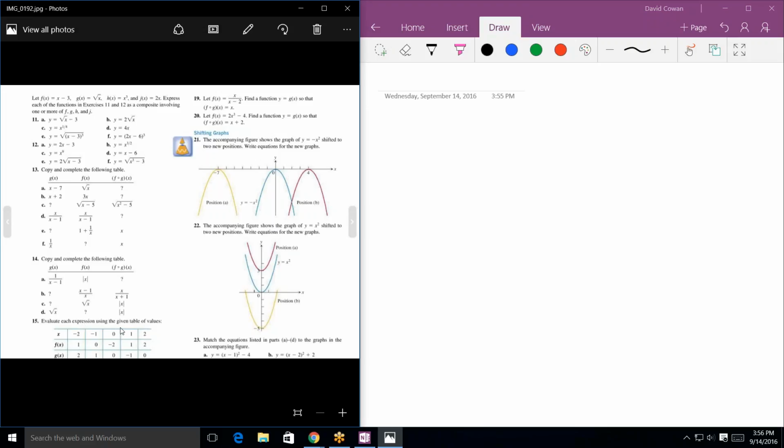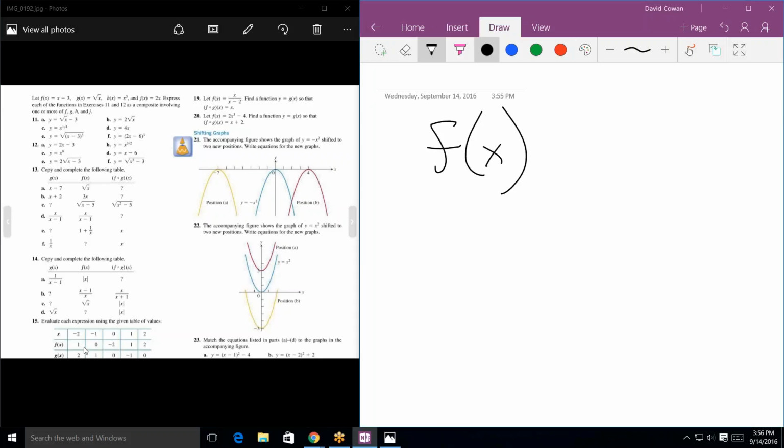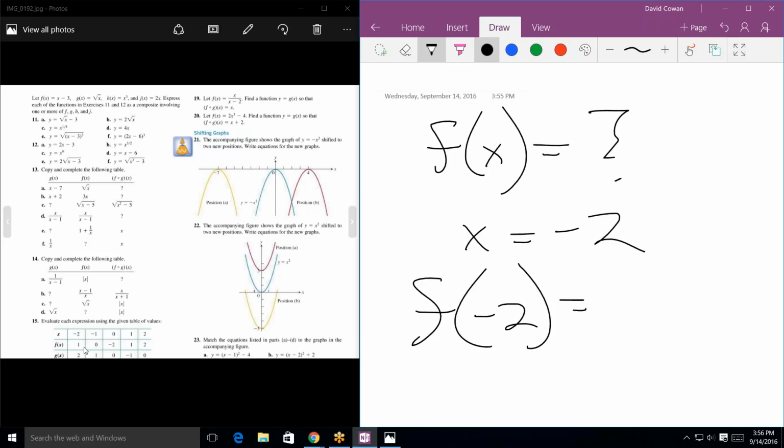So evaluate each expression using the given table of values. If x is minus 2 and f of x was 1, so what is f of x? f of x is a question mark, and x is equal to minus 2. So f of minus 2 has to be equal to 1.